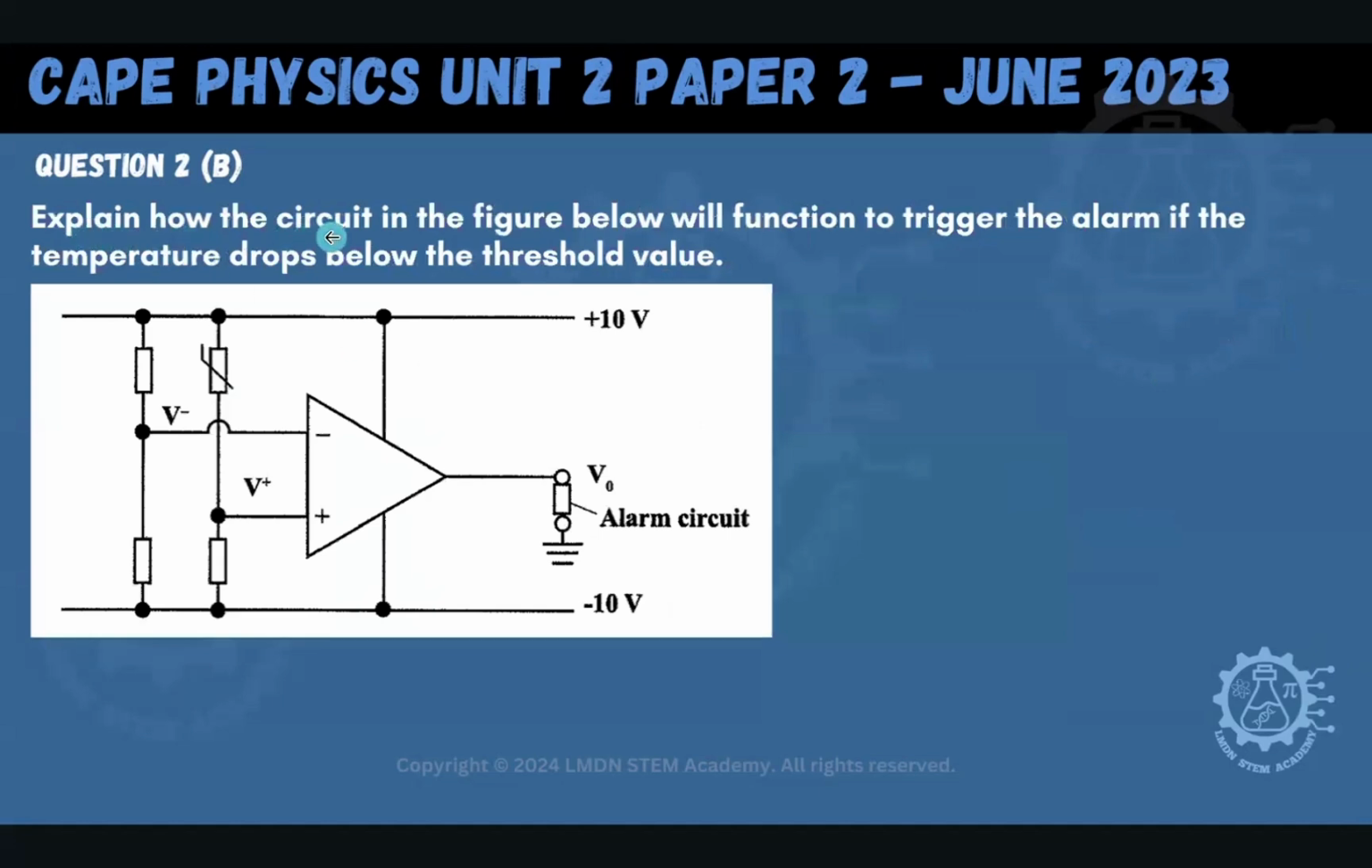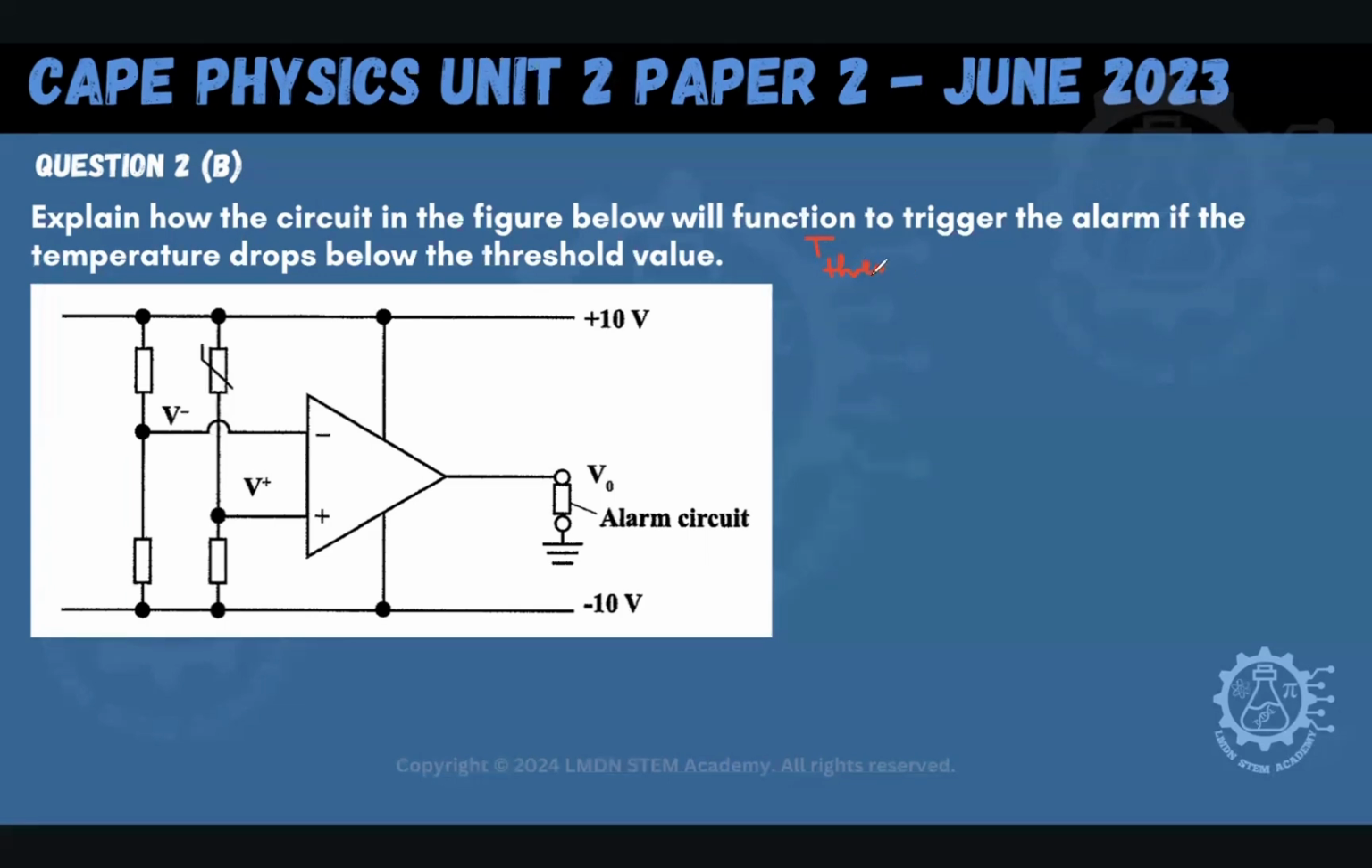So we have to explain how the circuit in the figure below will function to trigger the alarm if the temperature drops below the threshold value. So there's a threshold value, a temperature below which you cannot drop. Let's write that as T threshold. We cannot go below that. That's the minimum. If we go below that, the alarm is going to trip.